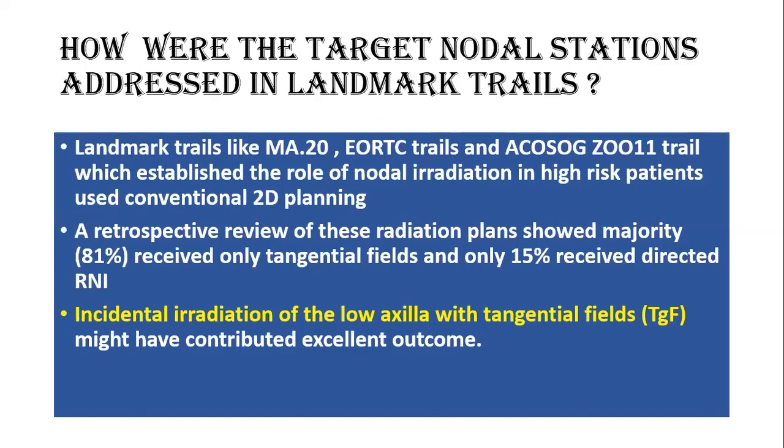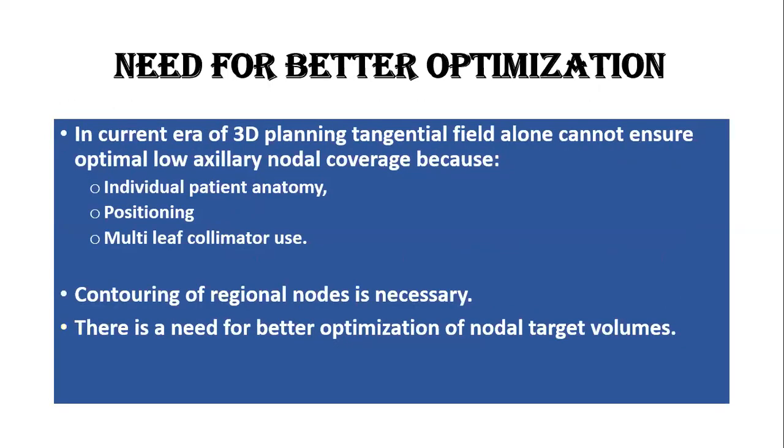So there might be an incidental irradiation of the lower axilla from the tangential fields, which is actually taking care of even the axillary nodes. But if we want to implement this technique of 2D planning in the 3D era, it is not going to work much, because of the difference in the patient's anatomy and the difference in the positioning of the patient, and with the use of multi-leaf collimator, it is going to be difficult. So the contouring of every regional node is necessary in this 3D era for a better optimization of the nodal target volume.